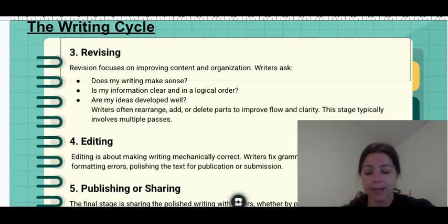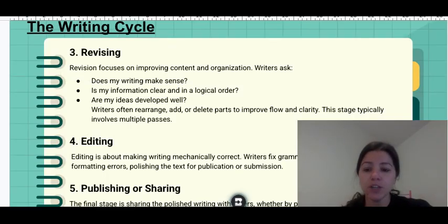So here's where, when we edit, we fix our grammar, we fix our punctuation. We're really polishing the text so that we can then publish it and share it with others. And you want to make sure that as you move through this writing cycle, you provide your students with opportunities to share their work either with their peers, with their families, invite the families in. Because you want them to recognize all the hard work that they put into their writing pieces.